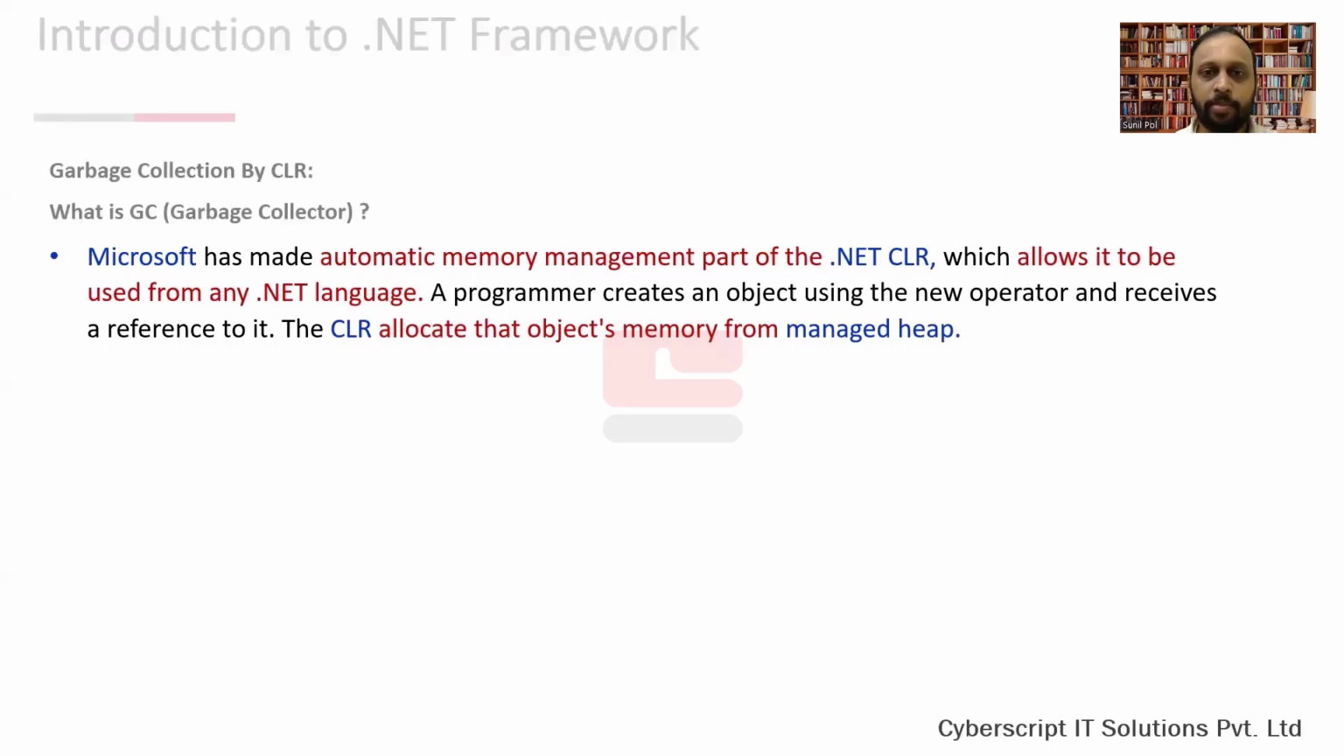Microsoft has made automatic memory management part of the .NET CLR, which allows it to be used from any .NET language. A programmer creates an object using the new operator and receives a reference to it. The CLR allocates that object's memory from the managed heap. What does it mean? Whenever we create any object using the new operator, the object is created on the managed heap and the reference variable is stored on the stack. That reference variable points to the memory address of the heap where the actual object is stored on the managed heap.